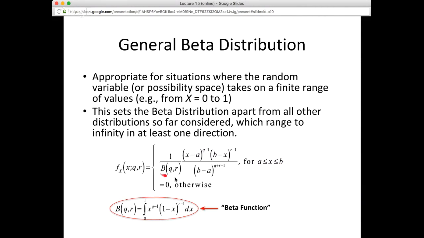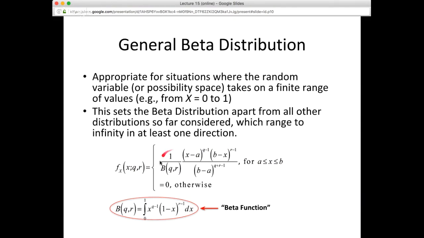And this function down here is called the beta function. That is something that is coded into any of your favorite mathematics programs. In my case, I might use Mathematica to find out the value of the beta function given values of these two parameters, Q and R. It turns out Q and R are the two parameters for this distribution, so this is a two-parameter distribution. Assuming that you don't consider a and b to be parameters, they're just limits of the random variable, then you have to define Q and R in order to apply the beta distribution.